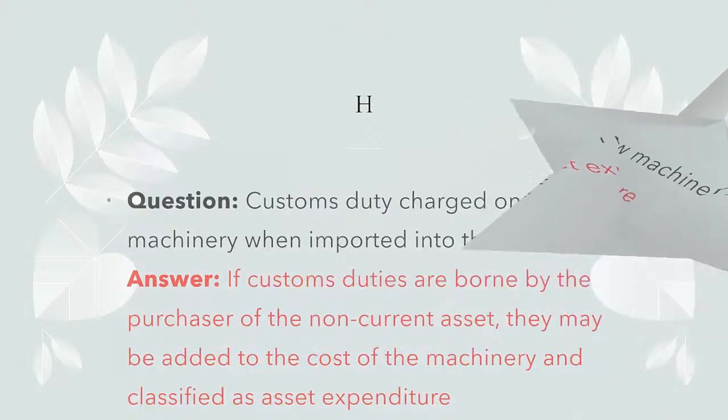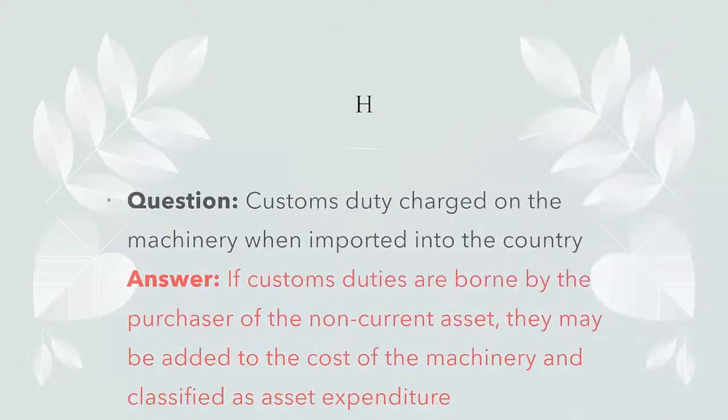H. Customs duty charged on the machinery when imported into the country. Answer: asset expenditure. Explanation: why? Customs duty paid when importing machinery is considered part of the total cost of acquiring the asset. This is because the duty is a necessary cost to bring the machinery into the business's use. These costs are added to the value of the machinery on the balance sheet as they are directly linked to acquiring the non-current asset.